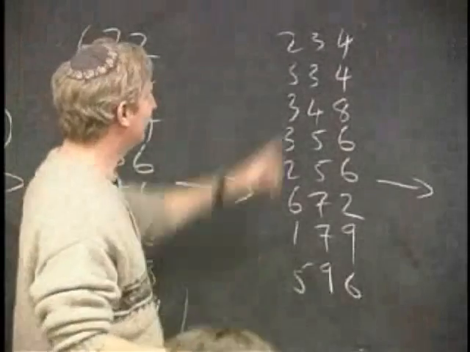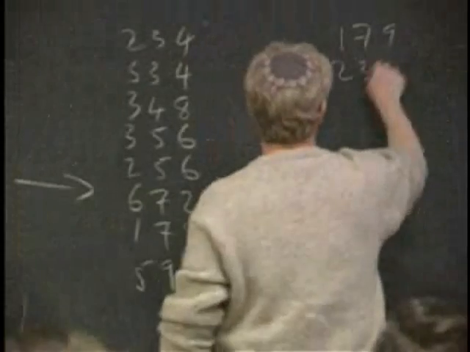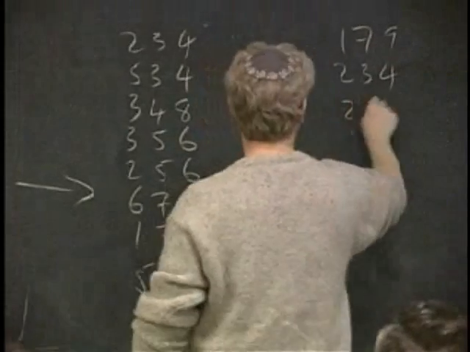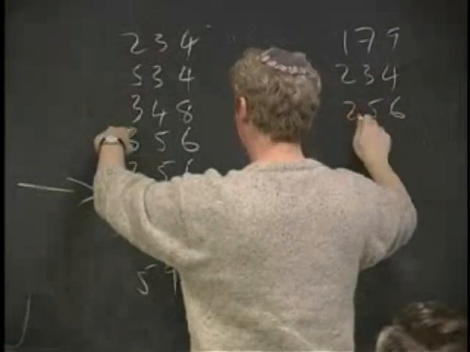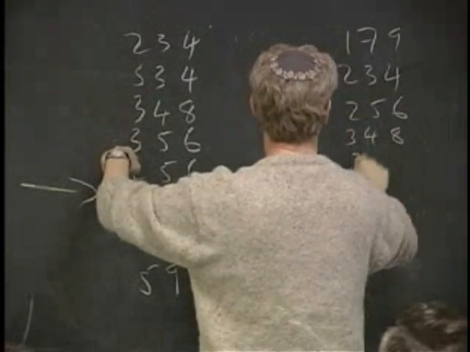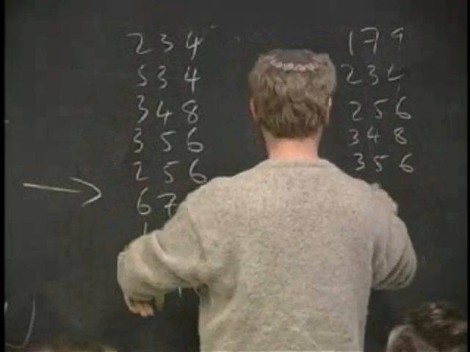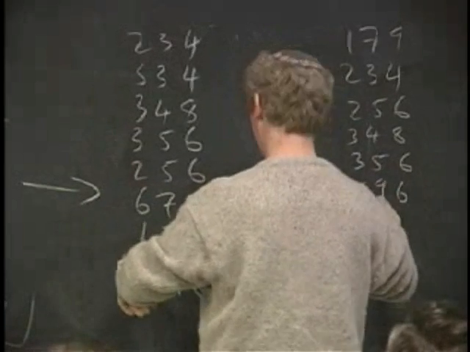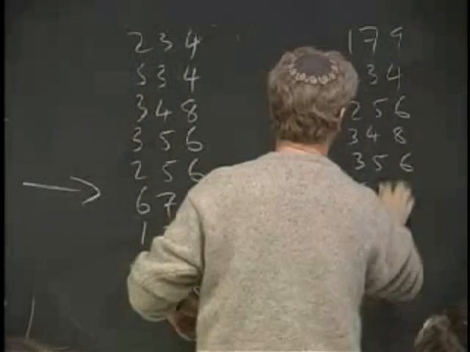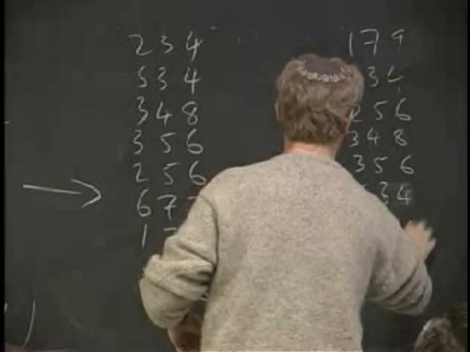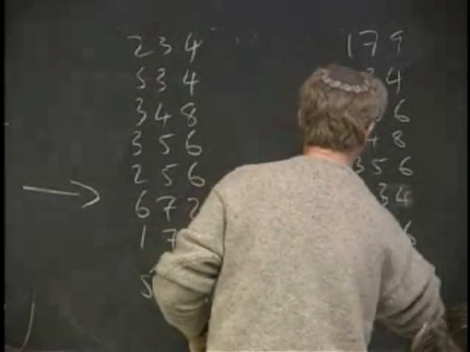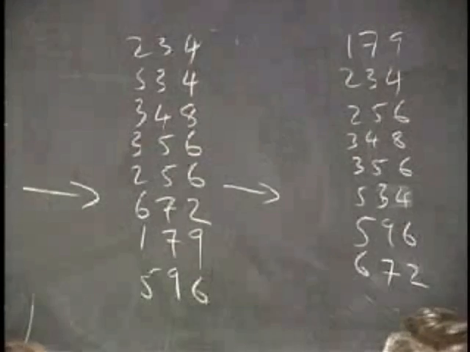Okay. What do we got? So 2, 3, 4, 2, 5, 6, and now we're up to the 3's. 3, 4, 8, 3, 5, 6, 5, 9, 6. Oh, I missed it. 5, 3, 4, 5, 9, 6, and 6, 7, 2. And that list is sorted.